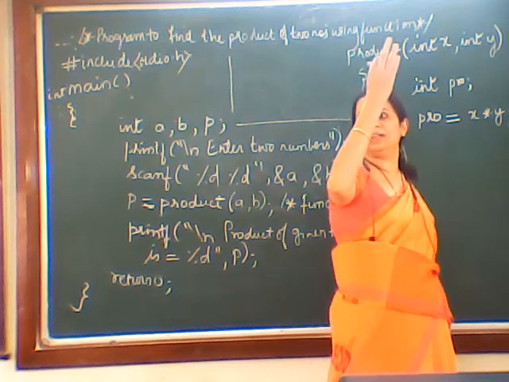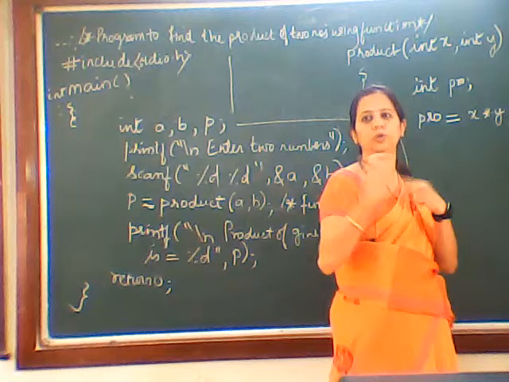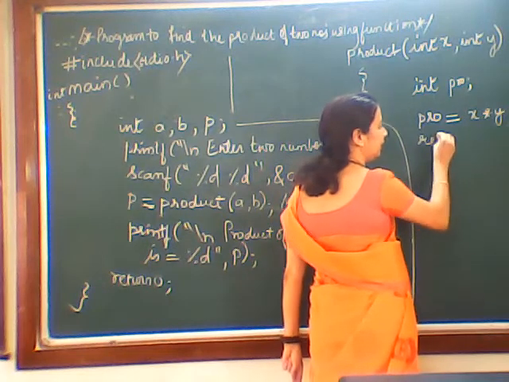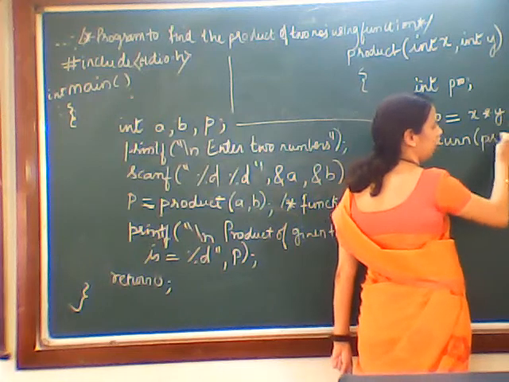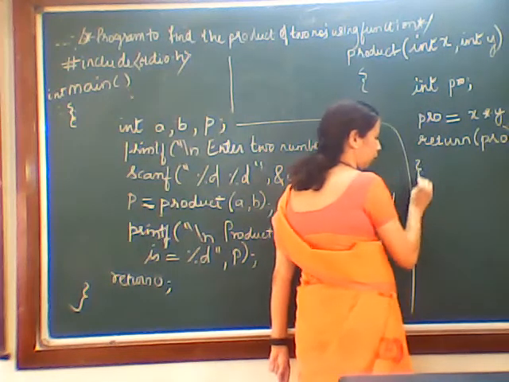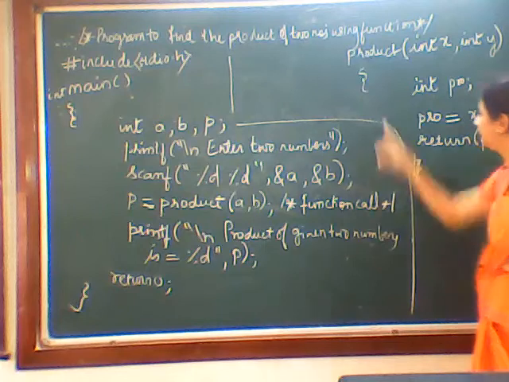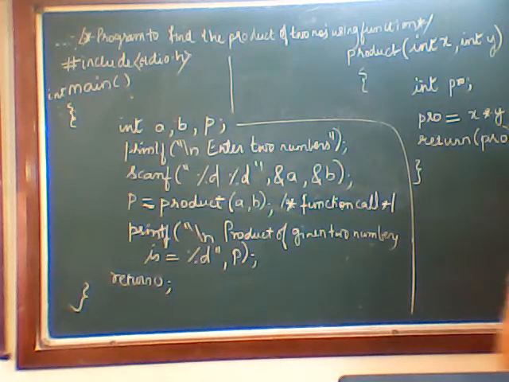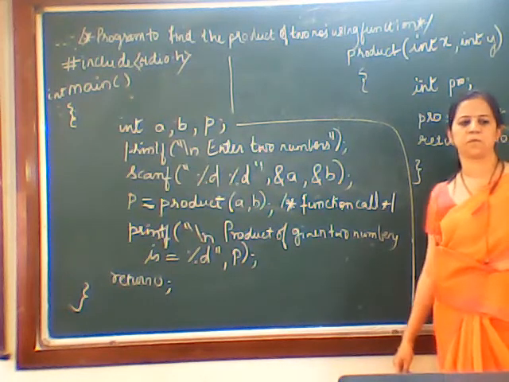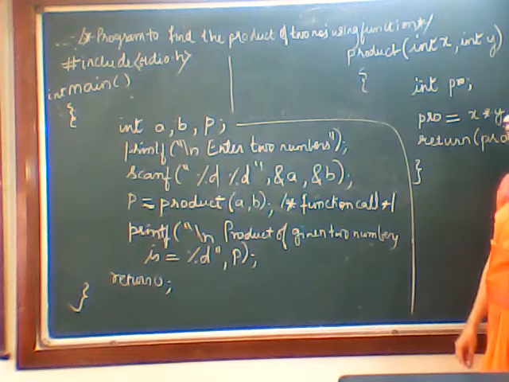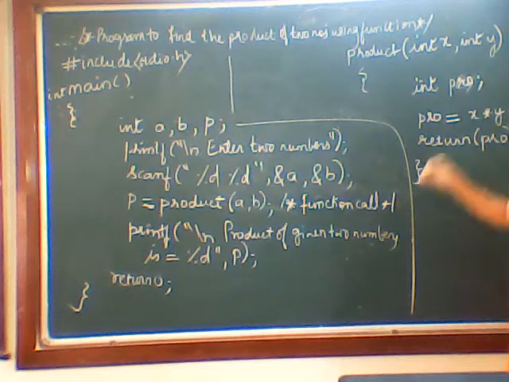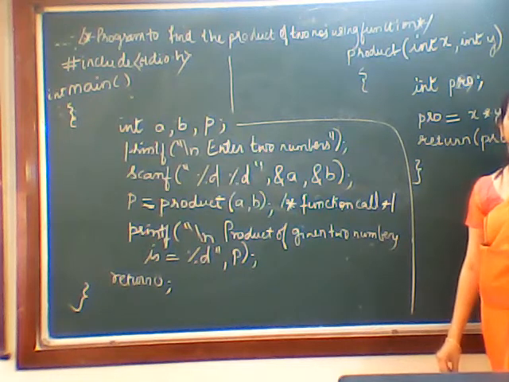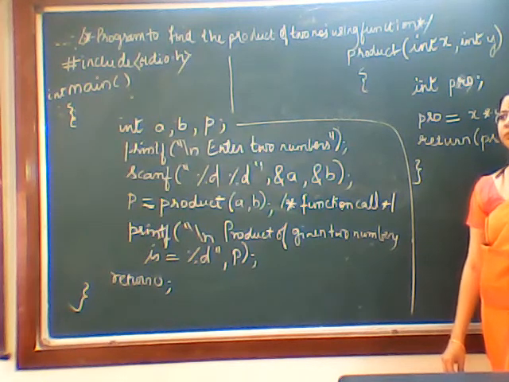Now you want to return the value back. Whatever the function has done, you want to return it. So what will you write here? Return, in brackets the name of your variable, which is pro, that is product. Finish the function. This is the beginning of the function. This is the end of the function. Written?